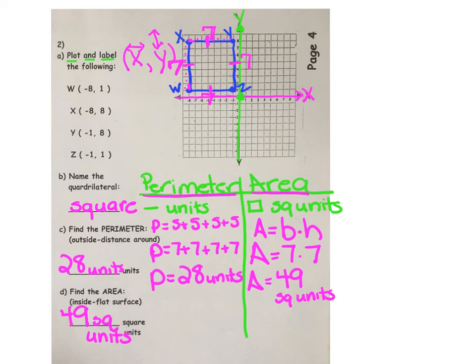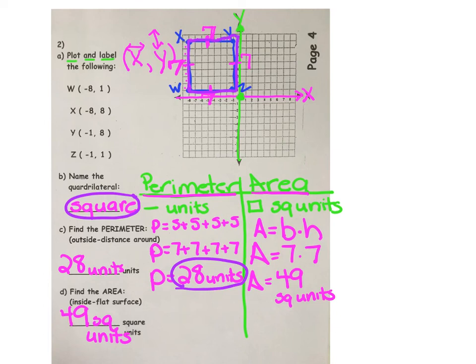Here are the results. Compare your answers to these answers. First of all, we call this particular quadrilateral a square. The perimeter is found by taking all four sides, 1, 2, 3, 4, and adding up the distance of each piece, or the length of each piece. You should have gotten 28 linear units.